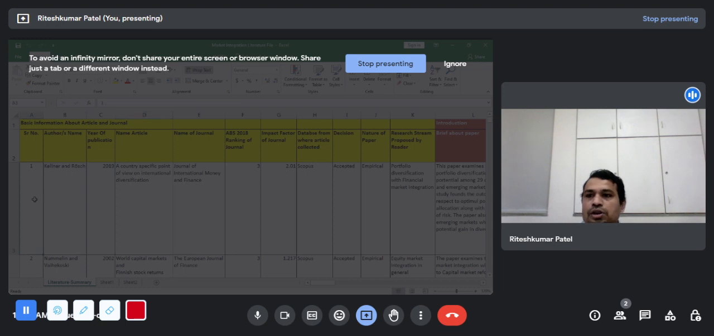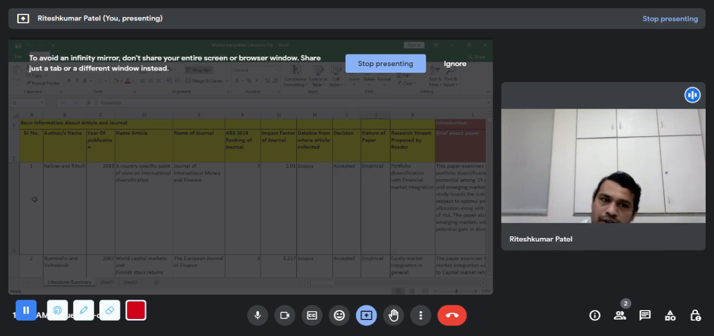Okay, so here you have serial number wise papers over there. So author's name, the year of publication, the name of article, the journal name is there, the ABS ranking is there, the impact factor is there. Whatever paper you have selected after the filtering, you need to do this SLR on this. Okay, and the decision is accepted if you found this paper should be considered for the review.